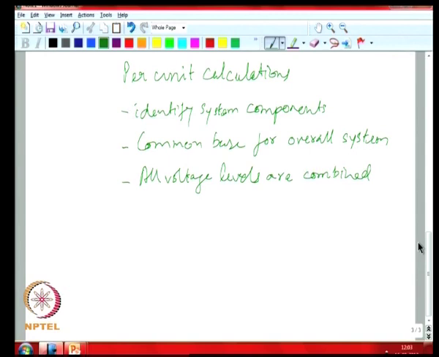If you look at it, once you do the analysis, you get your results in per unitized values. So what you really need is the physical values that you need for sizing a circuit breaker or setting your relay. So you make use of your base quantities to get back your actual values for your currents, voltages, etc.